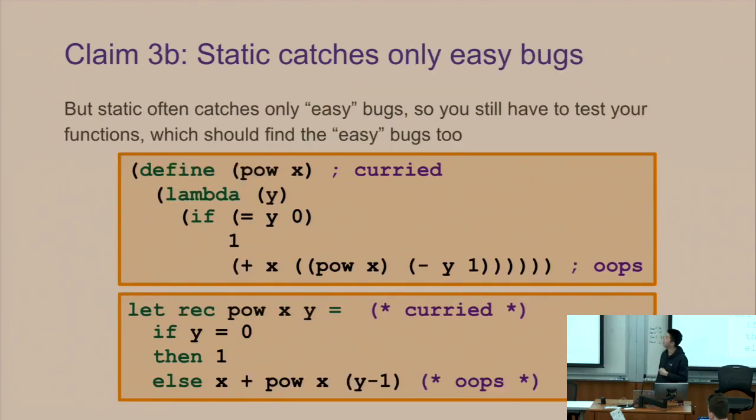Claim 3b is that static typing only catches easy bugs. It will never catch all the bugs related to logic. So for example, in power x, instead of passing in a multiplication, it passes a plus. This bug is not going to be caught by static typing.